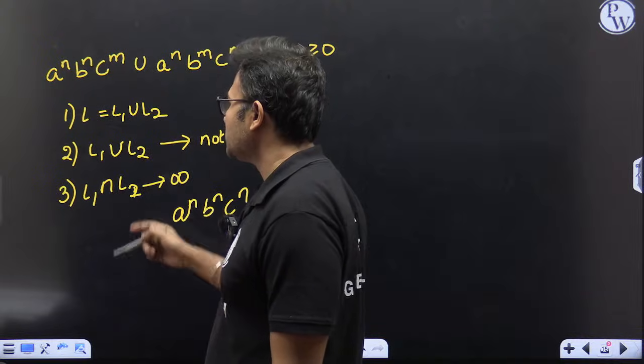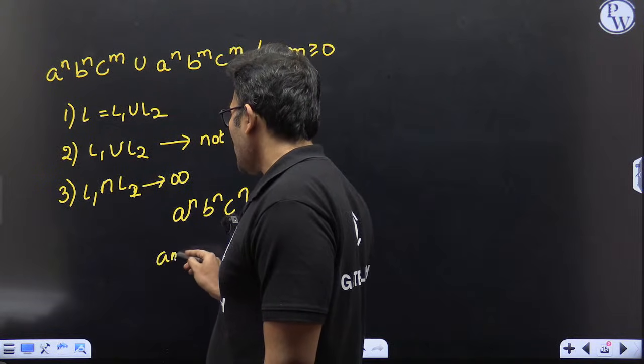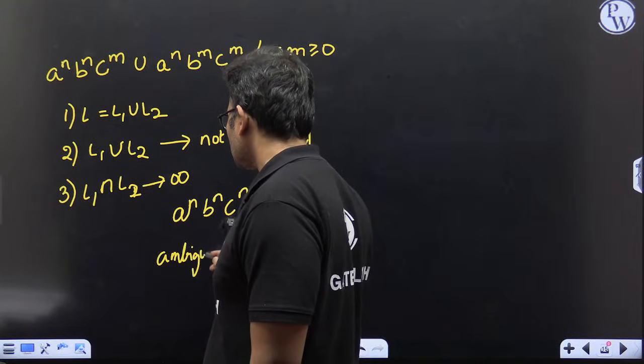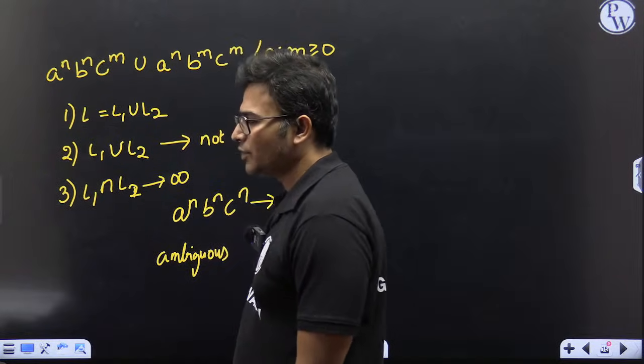Therefore, all the 3 rules are satisfied, and so the language is ambiguous.